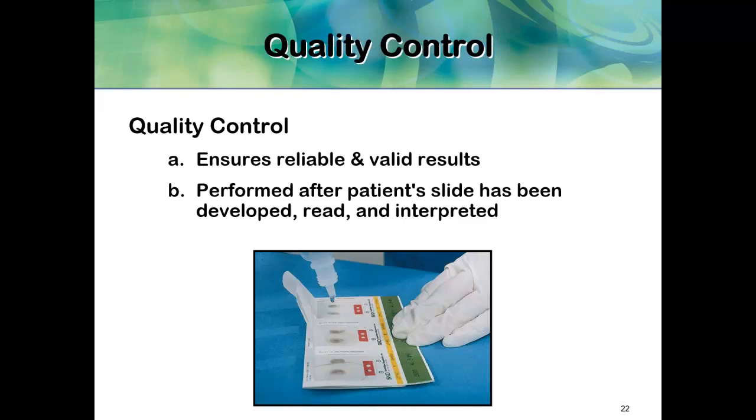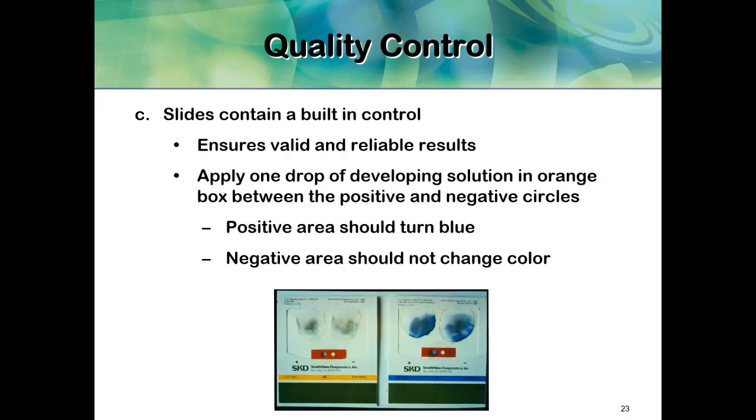We talked in lab about quality control and how important it is, both with tests that we do manually, like the fecal occult blood test, or with tests that we use automated analyzers. So, quality control are measures we take to ensure that we can rely on the test results and that they're not erroneous. And so, with the fecal occult blood test, when you come into class this week for lab, we're going to not only perform the test, but you're going to see that there's a built-in quality control that we have to use with the developing solution and take a look at it to ensure that we can rely on the test results. Slides contain a built-in control.